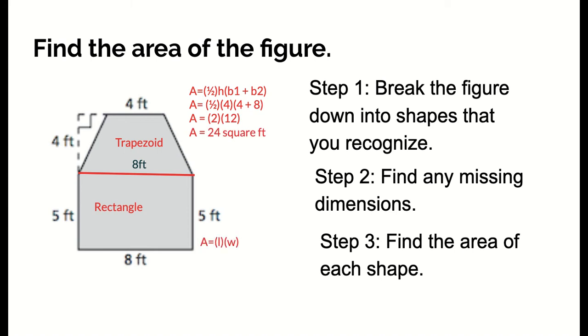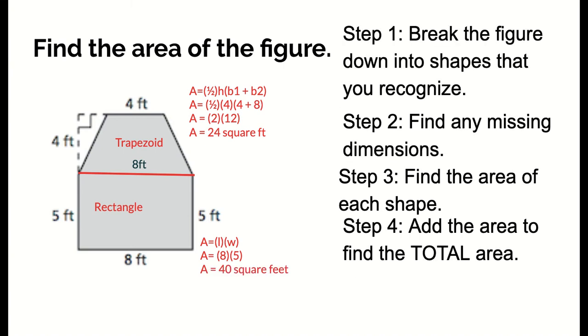Now for the rectangle. On my formula sheet, to find area of a rectangle, you do length times width. So the length and width of this rectangle are 8 and 5. So I multiply 8 and 5 together to get 40 square feet. Next step, add the areas to find the total area. So I'm adding the area of the trapezoid to the area of the rectangle, and that will give me my total area of 64 square feet for this figure.